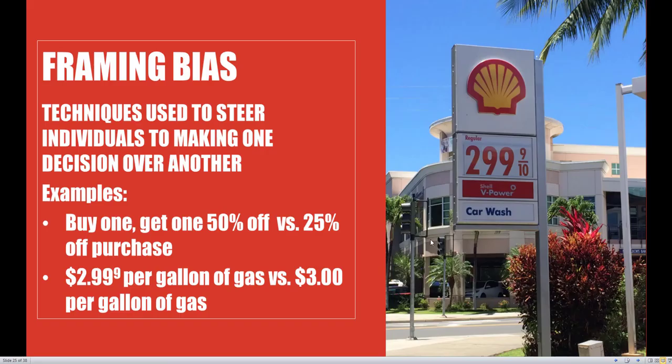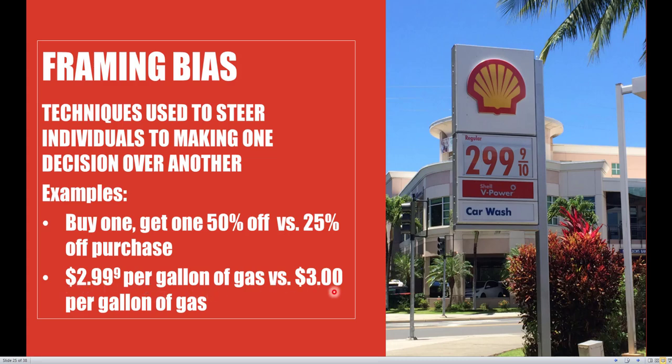Buy one, get one 50% off versus 25% off of your entire purchase. Both of these essentially mean the same thing for us, but which one of these is going to be designed to get you to spend a little bit more? It's probably going to be buy one, get one 50% off. It's ingrained in your mind just a little bit that you are going to get a better deal if you buy one, buy another one for 50% off rather than getting 25% off of your entire purchase.